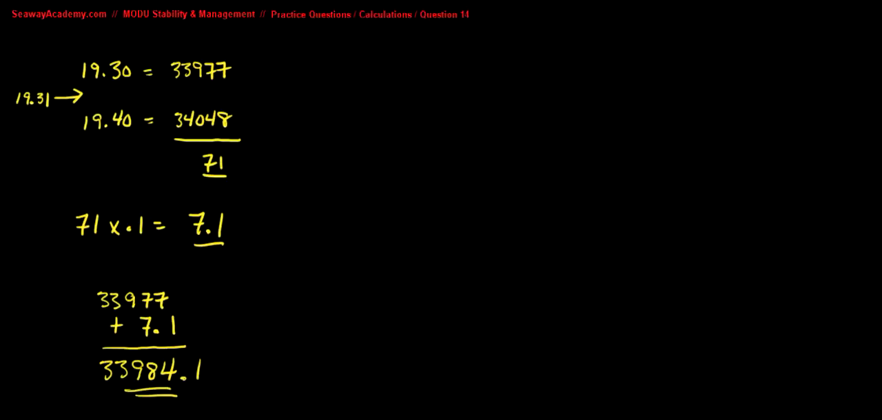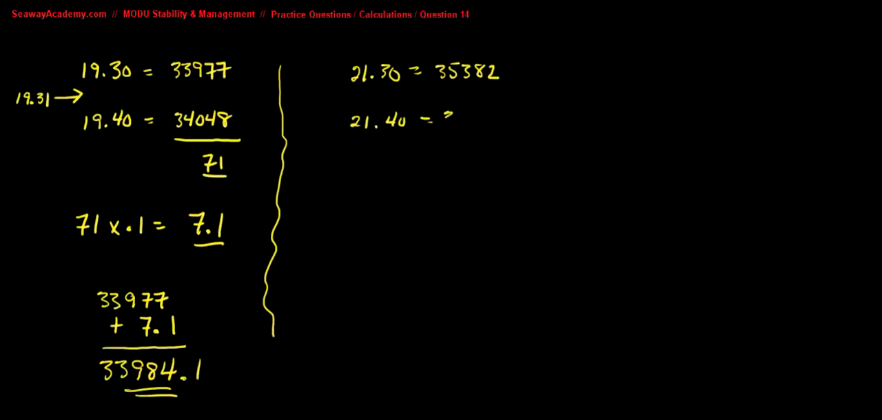Now we have to interpolate the same way for a draft of 21.38. So when we look in the hydrostatic tables, we find a draft of 21.30. It has a displacement of 35,382. And for a draft of 21.40, it has a displacement of 35,451.